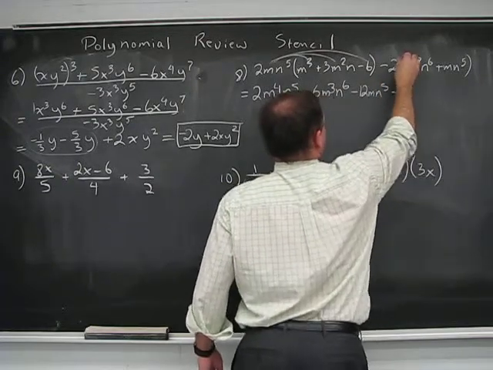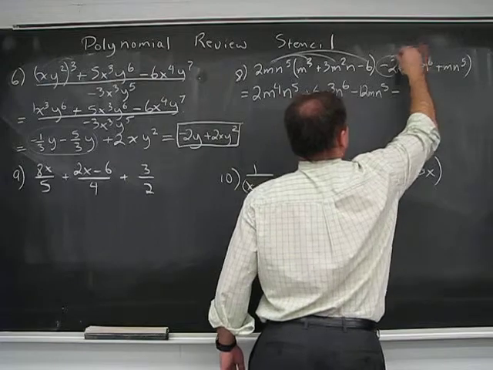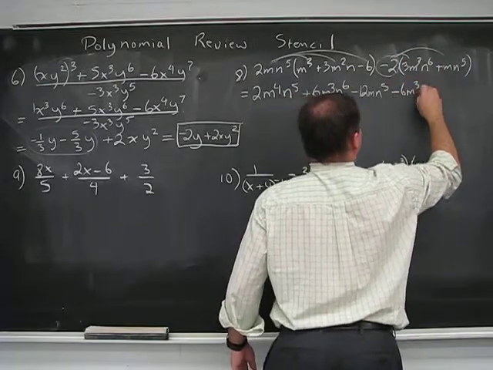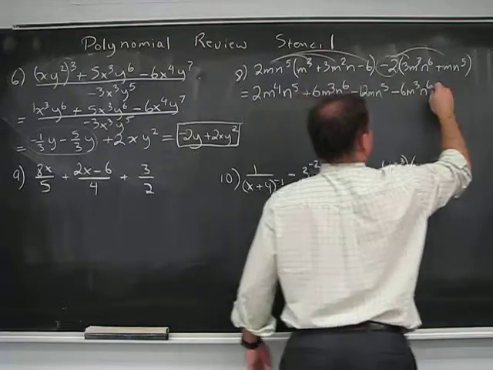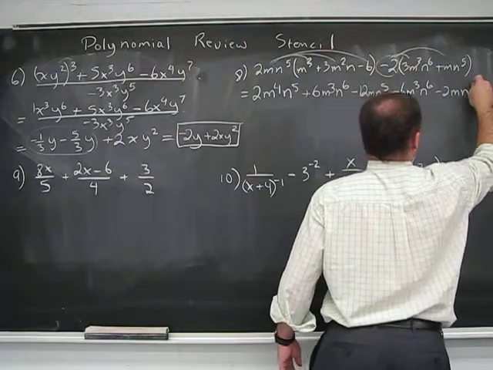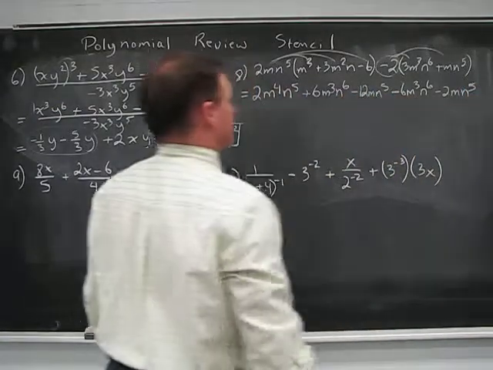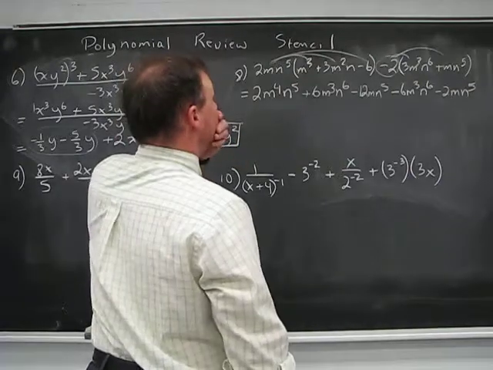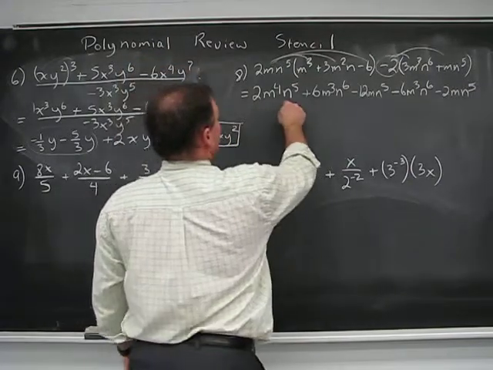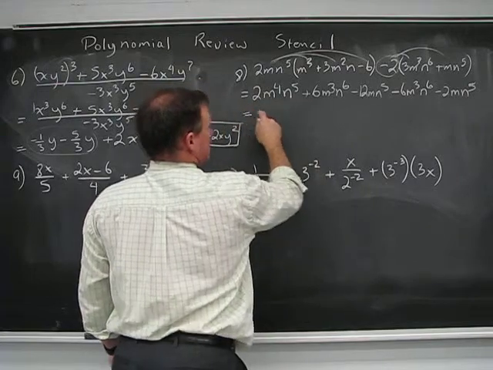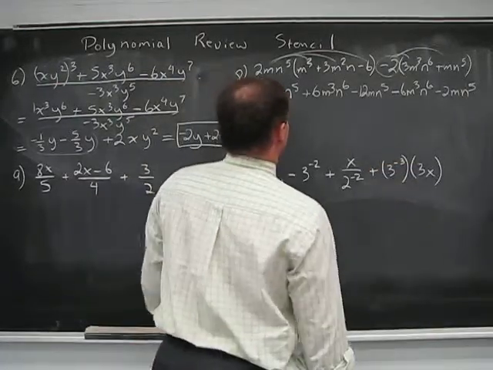Next part, don't forget you're multiplying negative 2 times both of those terms. So that's going to be negative 6m cubed n to the 6 and negative 2m n to the 5. Now I think I've got some like terms along the way here. Hopefully I do. 2m to the 4 n to the 5 is going to be just left that way. It doesn't have a like term to it.